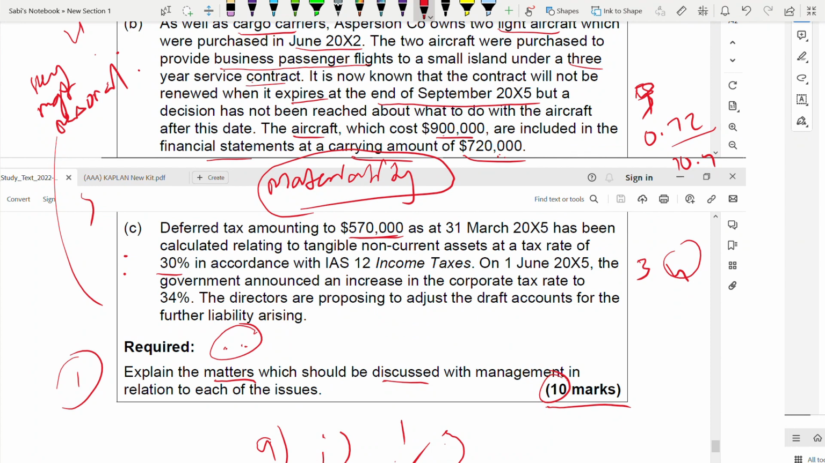But on 1st of June 2005, look at the date, year end is 31st March. On 1st of June 2005, government has announced that they are going to increase the tax rate to 34%, from 30 to 34. Now the director is also saying to adjust the draft financial statement because of the increasing tax rate. But is it correct to adjust or not? We'll see.